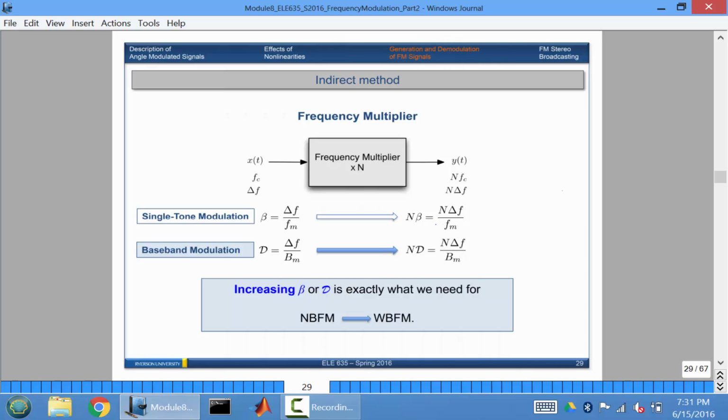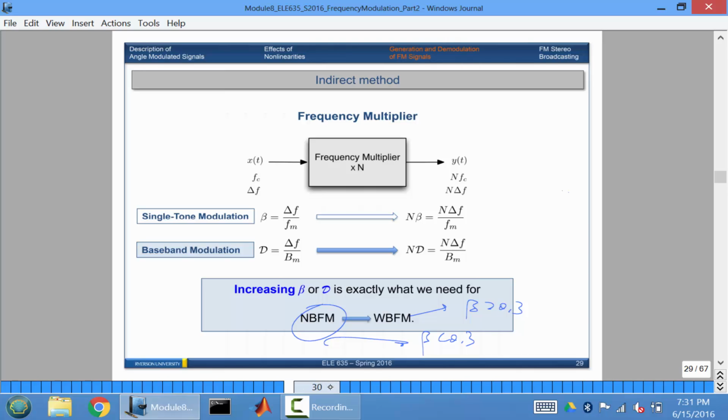So this is exactly what you need for wideband FM. Because remember, for narrowband, we're assuming that the modulation index is less than 0.3. If you want to make it wideband, you have to make this bigger than 0.3, and that's the point. So if you put your signal through a frequency multiplier, then the output goes from narrowband to wideband. So you're going from less than 0.3 to bigger than 0.3, which is actually what we want.